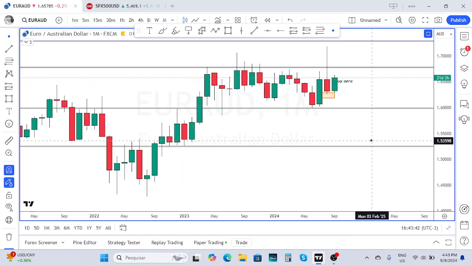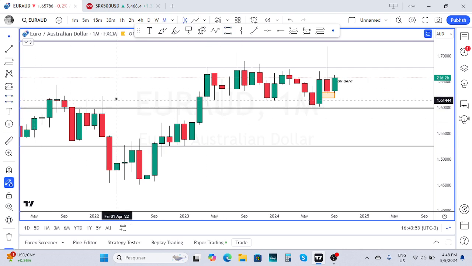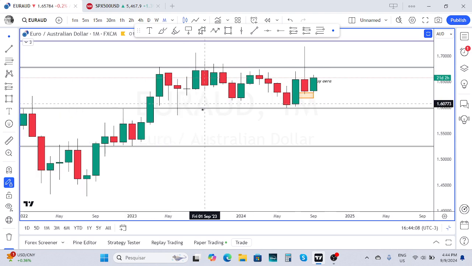So we have a major support and resistance on the monthly right here in the market, no doubt. You guys can see it has been moving in a sideways movement. This looks like a consolidation on Euro AUD right here. All right, so we are going to see how the market is going to play out.